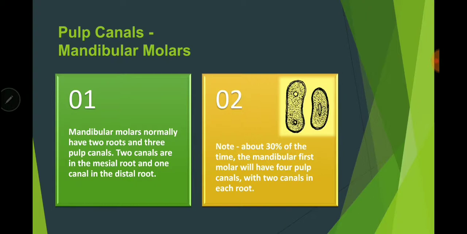So the pulp canals of the mandibular molars, usually the mandibular molars normally have 2 roots and 3 pulp canals. 2 canals are in the mesial and 1 canal is in the distal root, and about 30% of the time, the mandibular first molar will have 4 pulp canals. That means 2 canals in each root. Okay, so meaning 2 canals in the mesial root, 2 canals in the distal root.